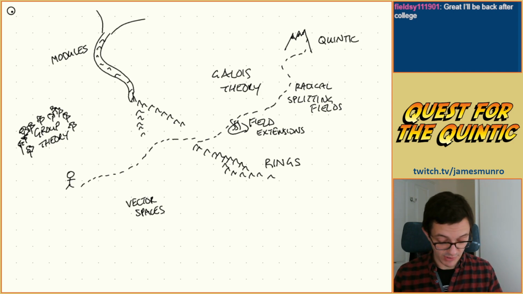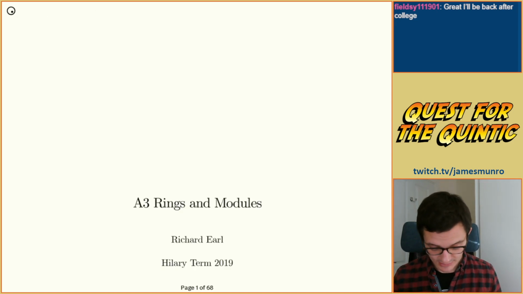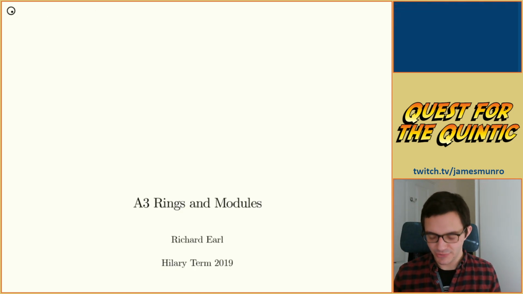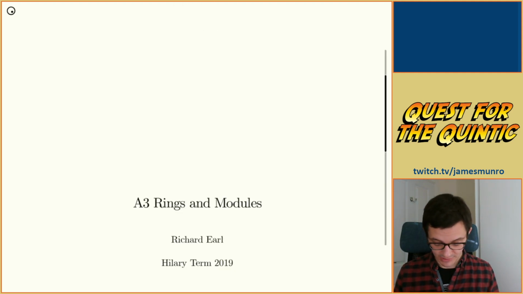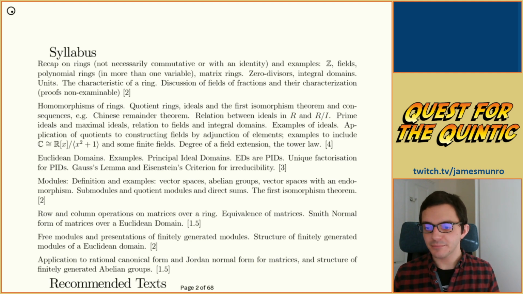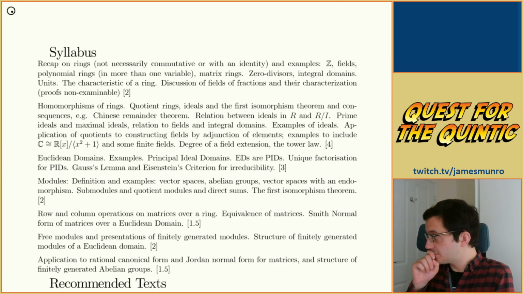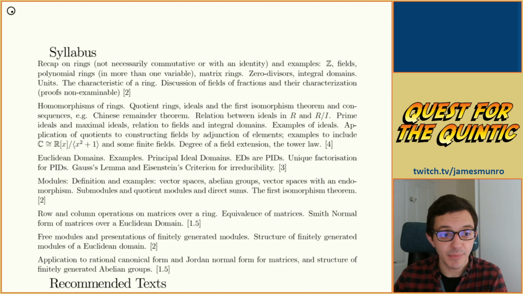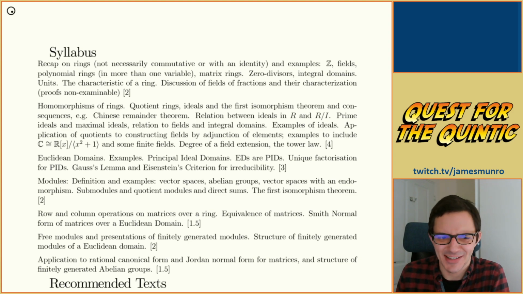My plan for this is really to just sort of show you what it's like to study maths. If you're a maths student at university, then you spend a lot of time looking at lecture notes trying to work out what's going on. So I've also got these rings notes from Richard L, which I picked off the Oxford Maths website.